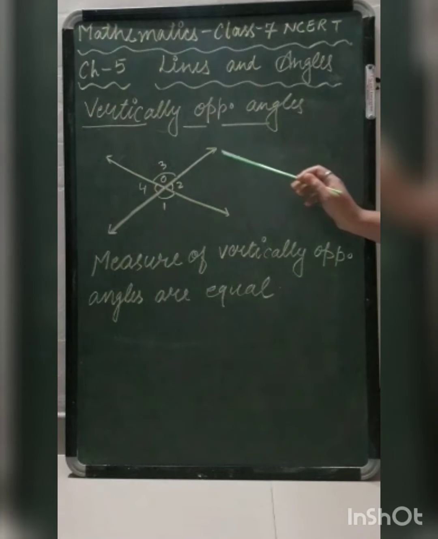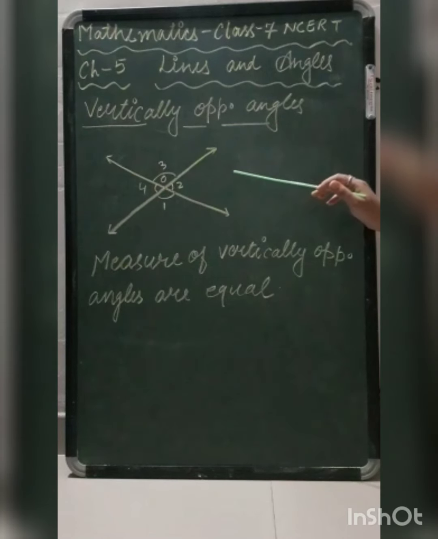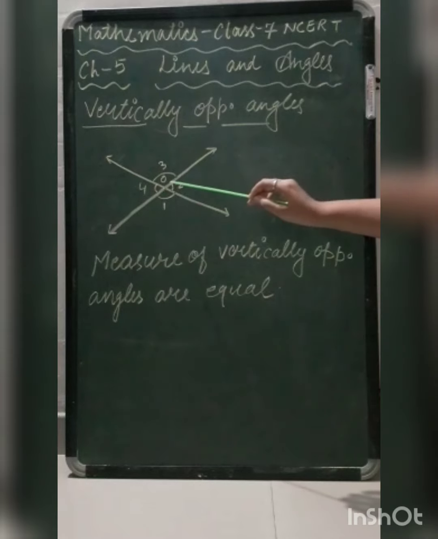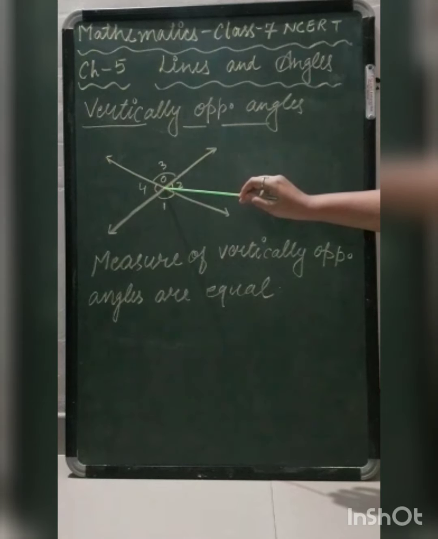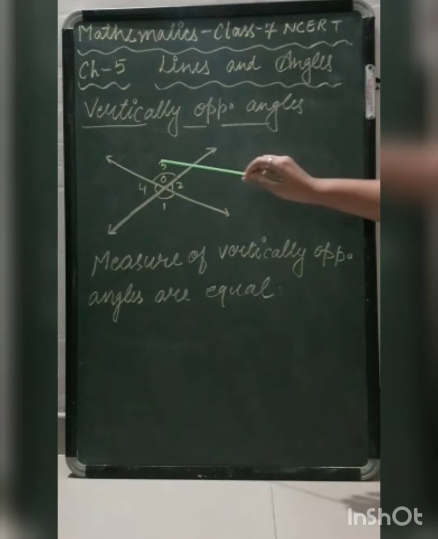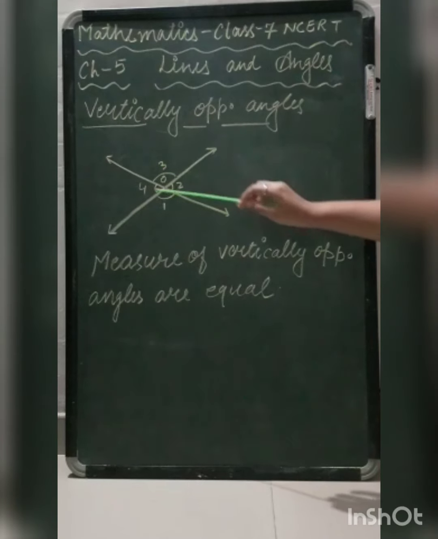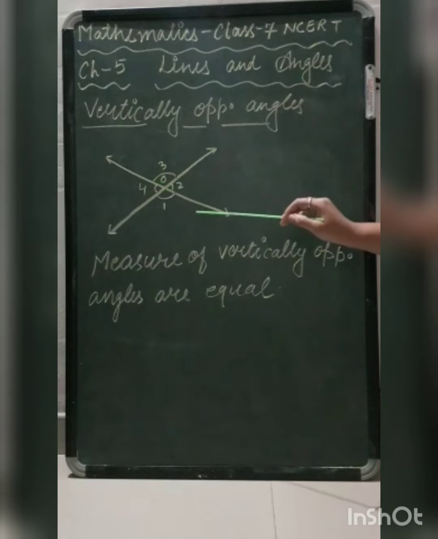Now student, this is the figure of vertically opposite angles. As the definition says, when two lines intersect at a point O, four angles are formed. Four angles, or you can say two pairs of angles, are formed. So this is the figure.